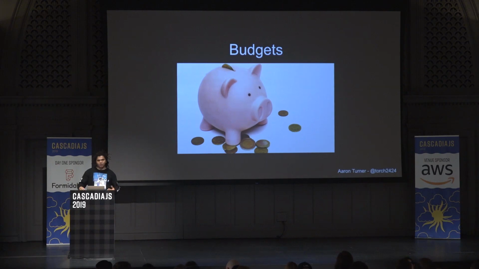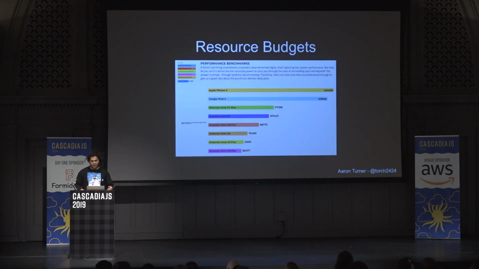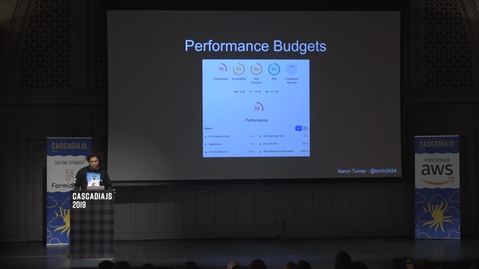So what are we talking about? Let's get into the agenda. Today we're talking about budgets. What kind of budgets? We'll be talking about the budgets of our users, such as financial budgets. We'll be talking about resource budgets, like what kind of things can we accomplish on our devices, considering CPU and things. And then we'll be talking about performance budgets, in terms of measuring how fast or slow our app is running and how we want to allow our software to be.